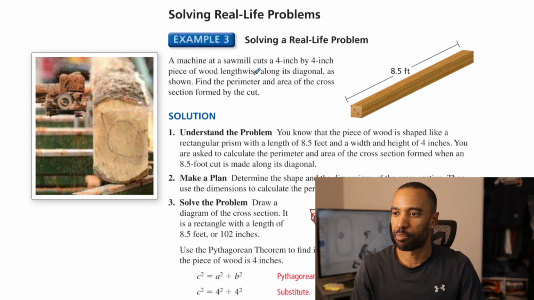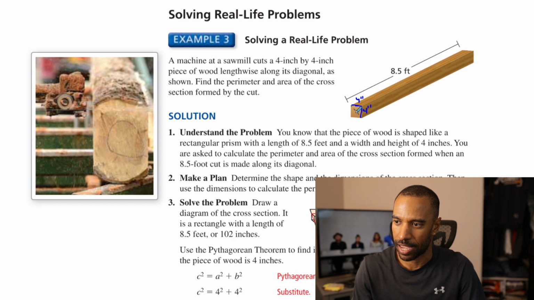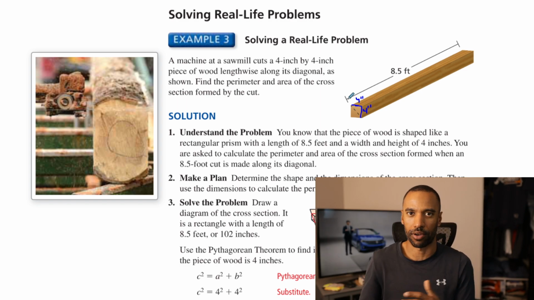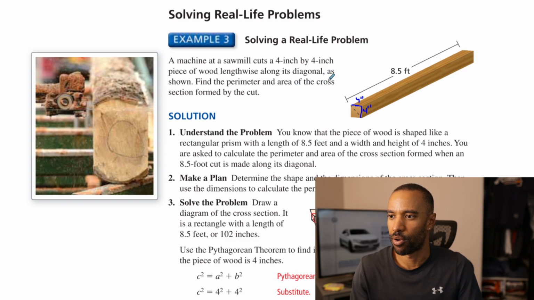All right, let's solve a real life problem. A machine at a sawmill cuts a 4x4 inch, that'd be this right here, 4 inch by 4 inch piece of wood lengthwise along its diagonal. So they're cutting this way diagonally. Out come kind of two triangular prisms. As shown, find the perimeter and area of the cross section formed by the cut.